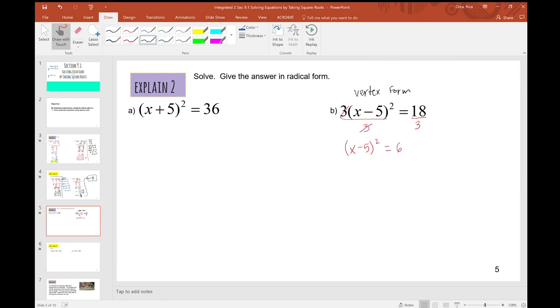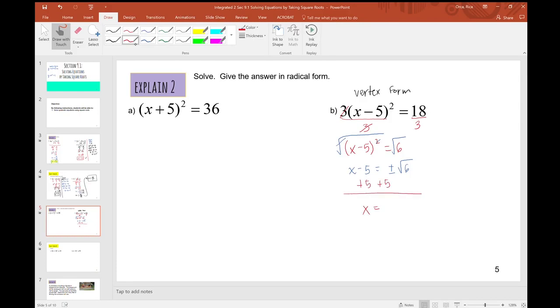Step number 2, get rid of the exponent. Take the square root of both sides. The square and the radical are going to cancel each other out. So now we have x minus 5 is equal to plus or minus the square root of 6. Class, we can't simplify the square root of 6 because the factors of 6 are 3 and 2. So you're going to leave the square root of 6 as is. We still need to isolate x, so let's add 5 to both sides.